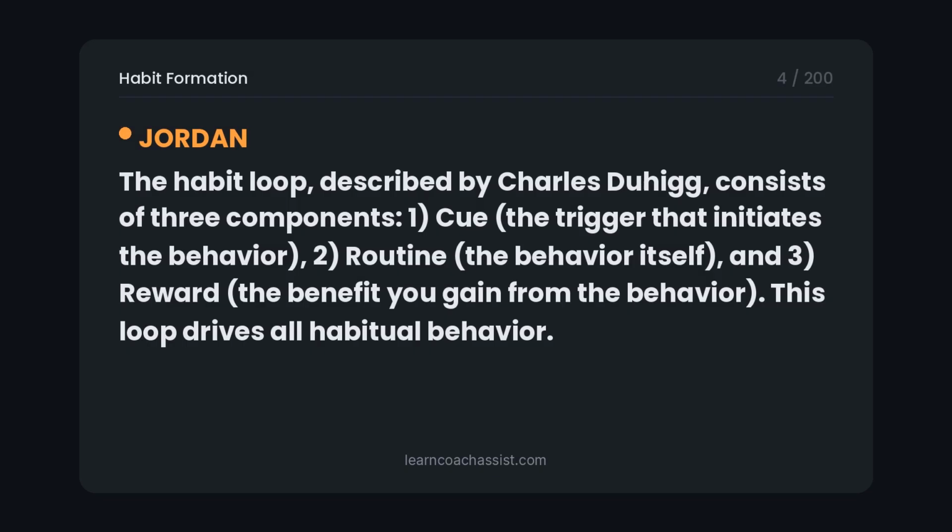What is the habit loop? The habit loop, described by Charles Duhigg, consists of three components: 1. Cue, the trigger that initiates the behavior; 2. Routine, the behavior itself; and 3. Reward, the benefit you gain from the behavior. This loop drives all habitual behavior.